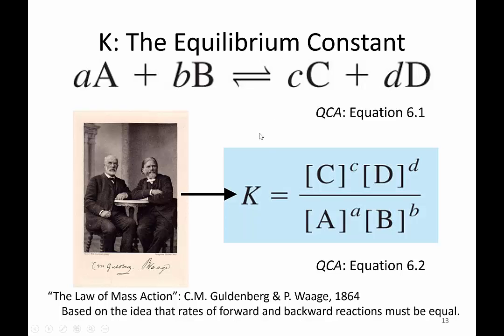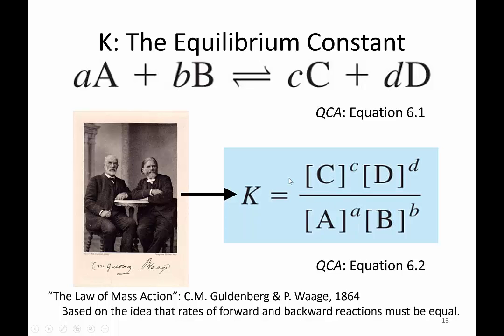We also need to introduce this idea of an equilibrium constant. So an equilibrium constant, this is the constant that basically describes when this reaction is at equilibrium, what's the ratio of our products to our reactants, essentially.